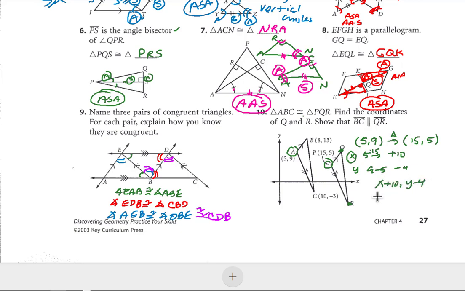So all we have to do to find the corresponding coordinates of the other points is add 10 to the X and take away 4 from the Y. So when we do that for B, we get 18, 9. And when we do that for C, we get 20, negative 7. The Y1 should actually be 9, and the other one might actually be 7.